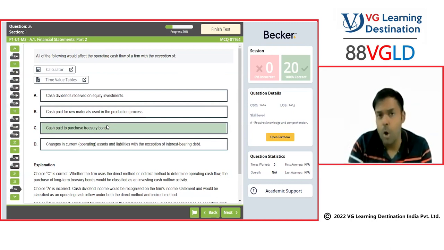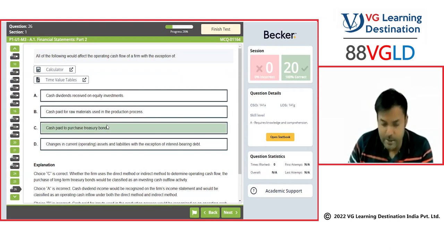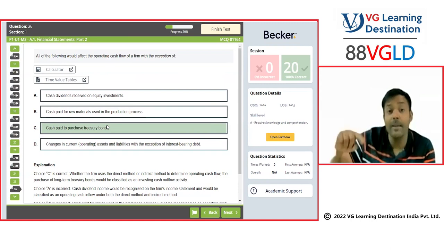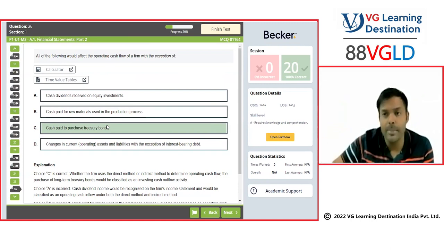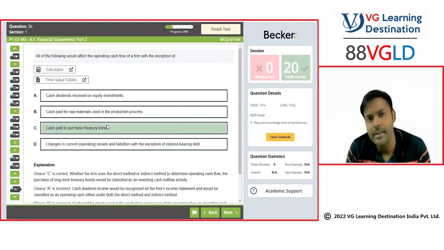Treasury stock is basically you are purchasing your own stock. Treasury bonds, when I'm referring here, I'm talking about the US treasury, basically the US finance ministry. So basically what we are saying here, you are purchasing the government bond. When you're purchasing the government bond in that case, that means it is the investing activities. That means it is not the OA. Correct?